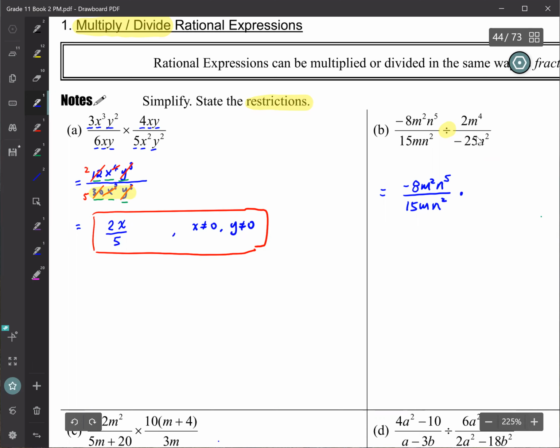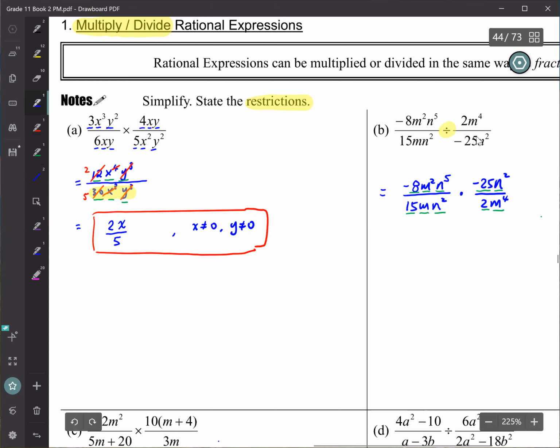Times, right? When it turns into multiplying, negative 25n squared over 2m4. So once I turn it into multiplying, then it becomes something like question A, right? So you look at the top. You have factors. Negative 8 is a factor times m times n times negative 25 times n, right? There are 5 factors on the top. The denominator, you have 1, 2, 3, 4, 5, also 5. So the question now looks like question A.